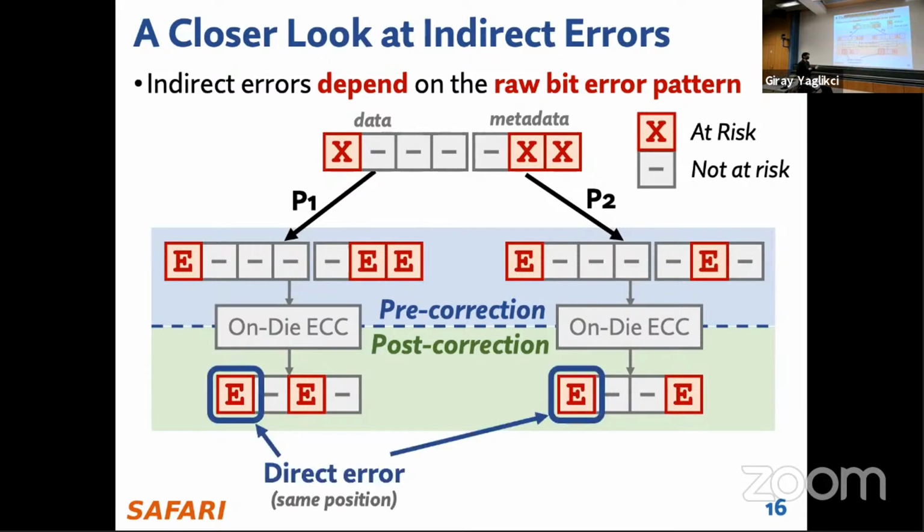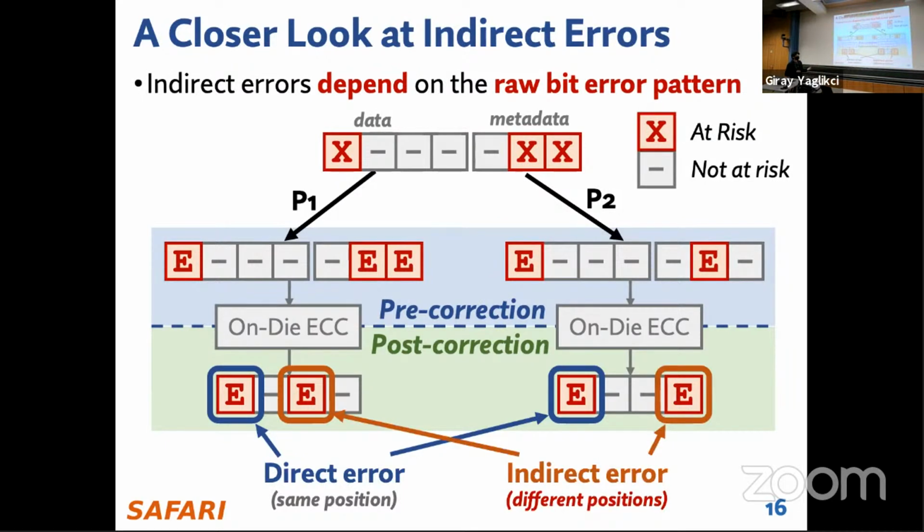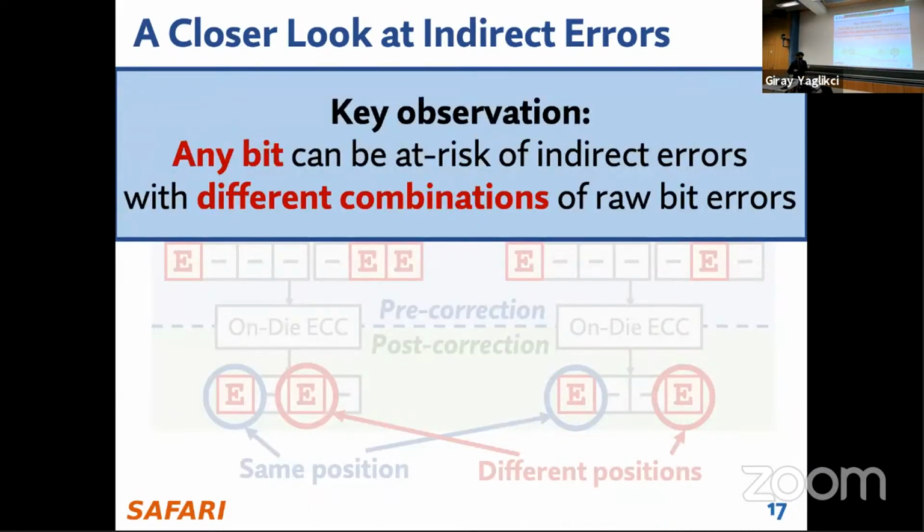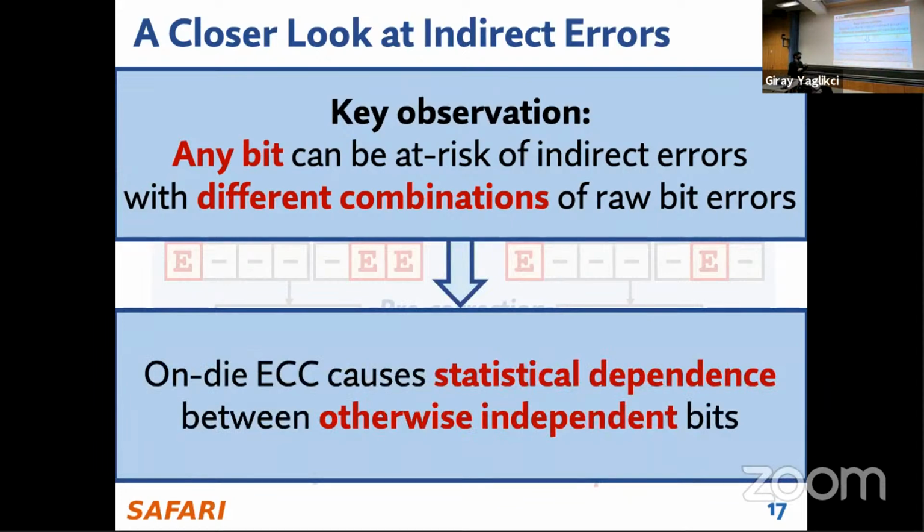Here, the direct errors are in the same position because they correspond to the same underlying error, but the indirect errors are in different positions because they are a function of which errors happened to occur, right? And this is purely a function of the on-die ECC logic acting on a particular error pattern. So the key observation we make from this is that any particular bit can actually be at risk of indirect errors given different combinations of raw bit errors, right? It's not limited to just which physical bits might fail. It's actually a function of what ECC decides to do. And so this means that on-die ECC introduces some sort of statistical dependence between bits that are otherwise independent of each other.